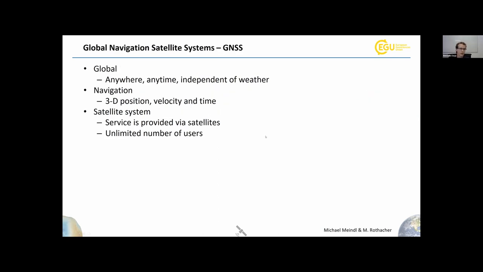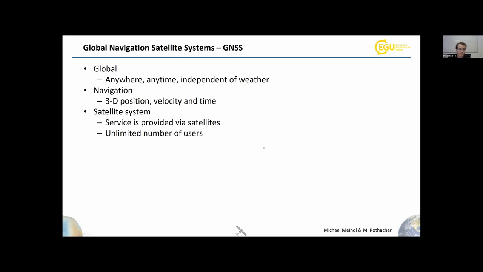GNSS stands for Global Navigation Satellite Systems, in the sense of global, meaning that it's accessible anywhere, anytime in the world, and it's also independent of weather. It can be used for navigation, which maybe most people know about. For example, you can determine your three-dimensional position and the change in position, so the velocity, and it can also be used for precise timing. And it's a satellite system, which means that all the services are provided by a lot of satellites that orbit the Earth. And there's an unlimited number of users that can access the signals from the satellites.